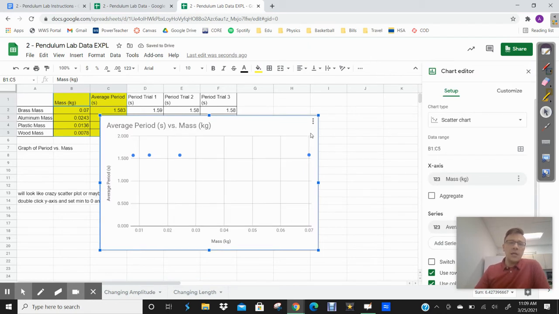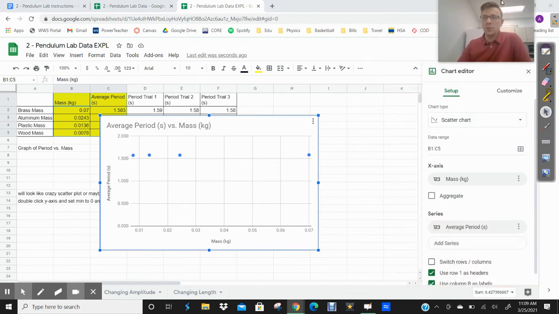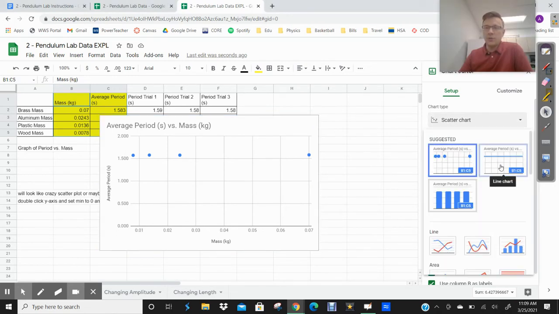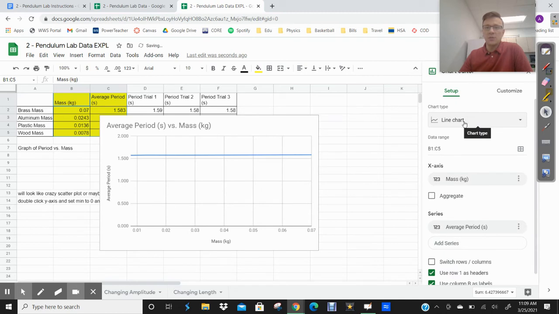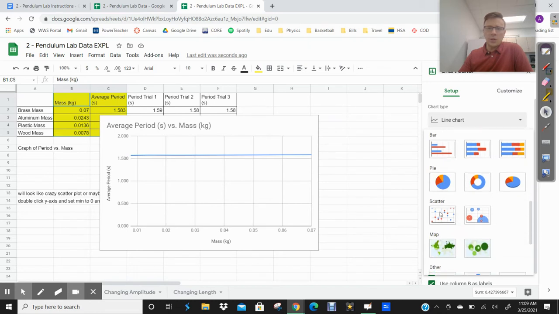And mine has already been set up as a scatter plot, but it is possible that this does not say scatter chart here. If it looks different, like if it's a line, something like that, then you're going to want to make sure that you scroll down below the pie charts and click the scatter chart plot.